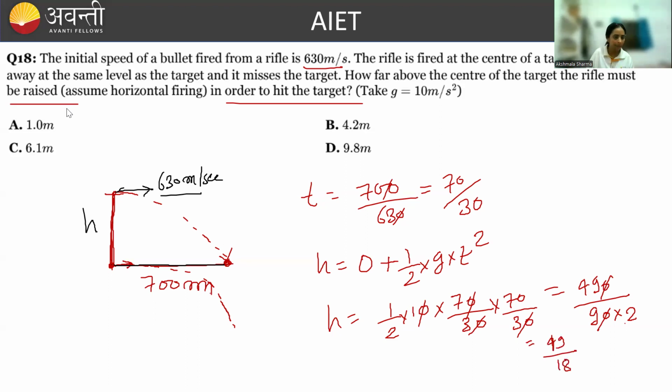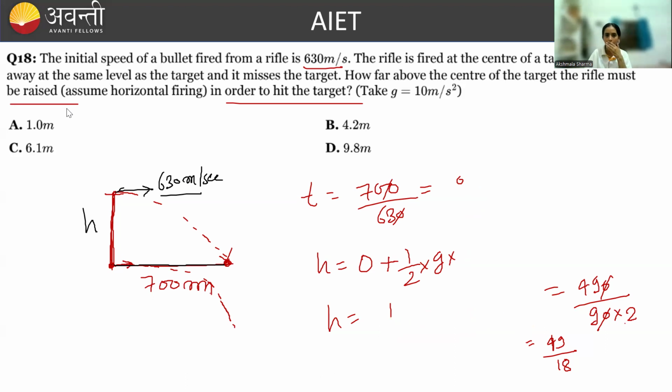49 by 18 will be equal to what? That you need to see here. Have I written the time correctly? No, I have not written the time correctly because I made a mistake in the calculations. Let's remove it. Okay, sorry. Let me write it properly.